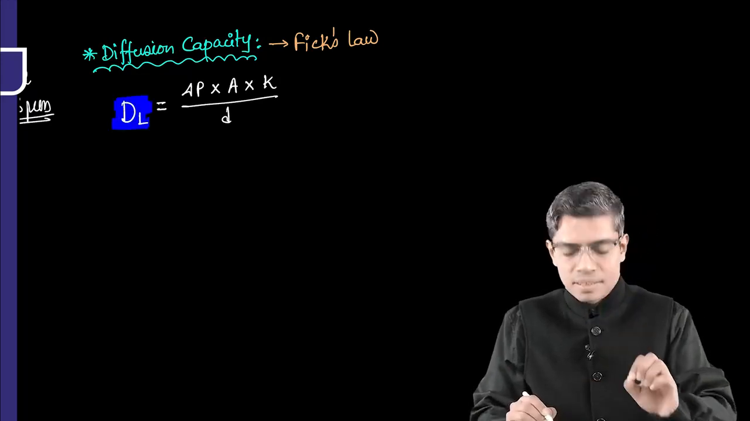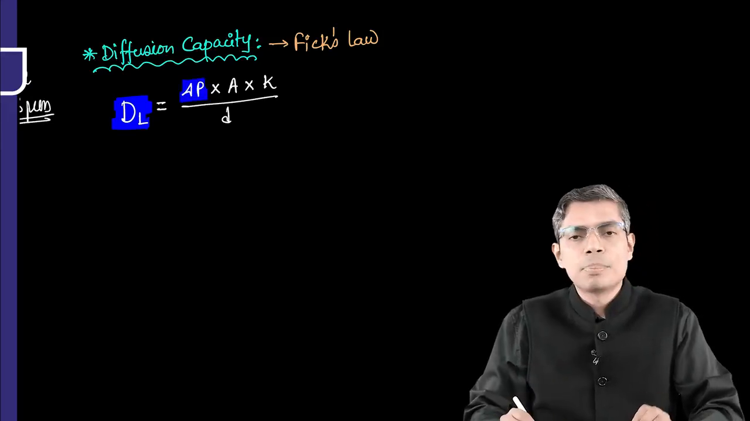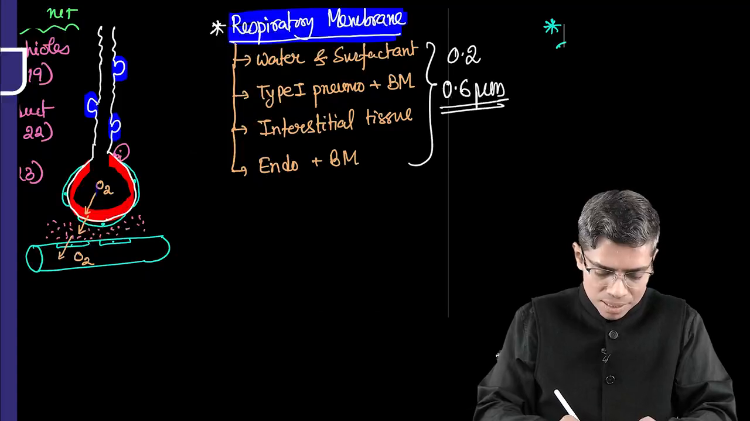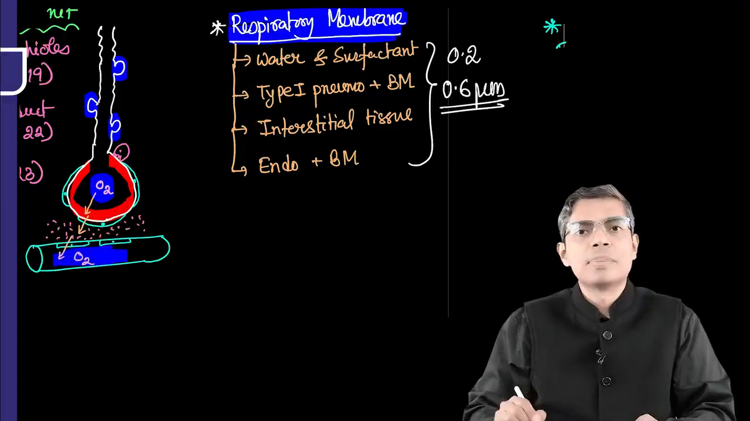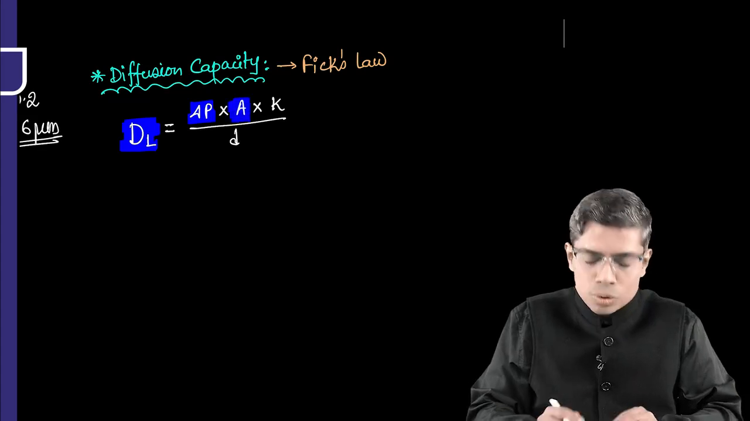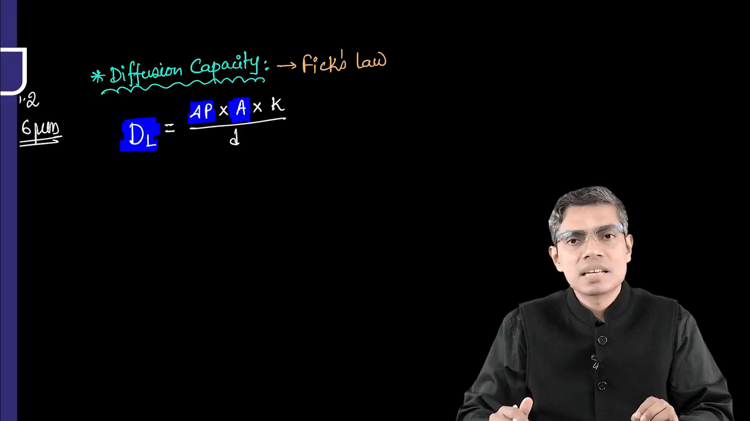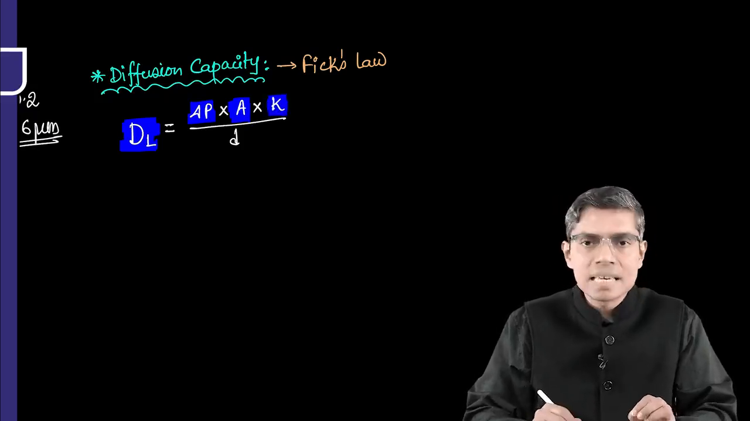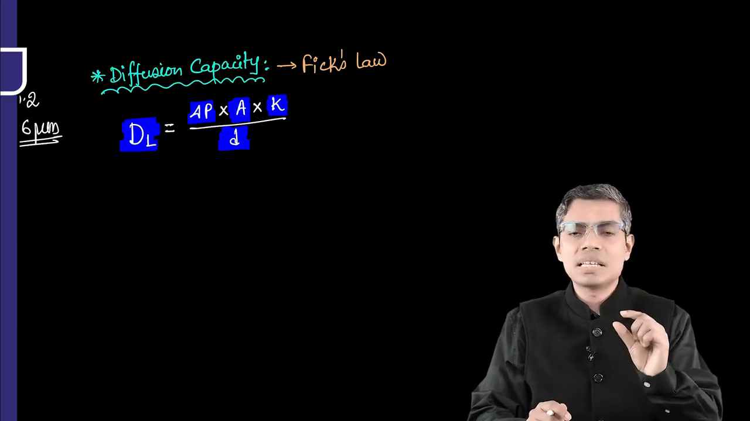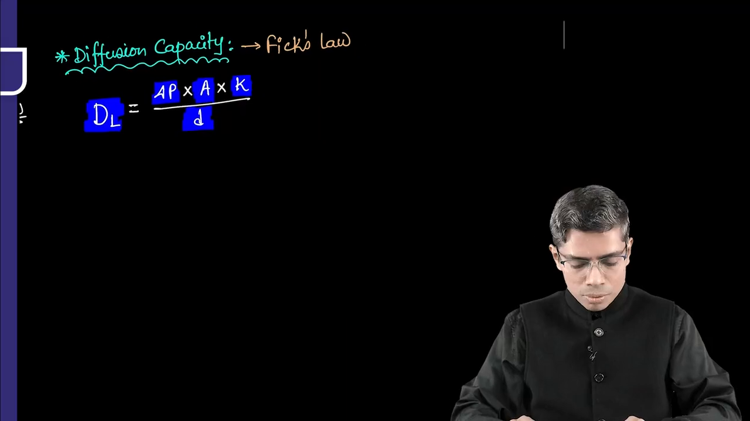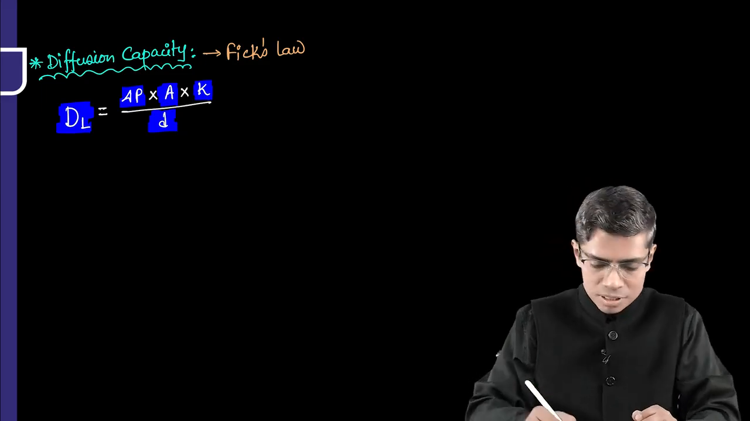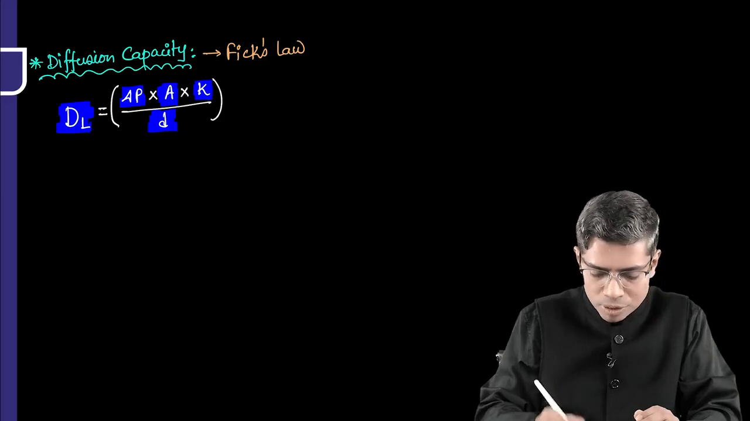It depends on these factors. What are those? Delta P, the partial pressure difference between two compartments, or you can say the partial pressure difference between the alveoli and the capillary blood. Then A is the total surface area of diffusion. A stands for area, and K is a constant. And D is the diffusion distance, or the thickness of the membrane. Now we are going to look at each of these individual parameters and how they change my diffusion. Although this is very simple, there are some important points you have to remember here.